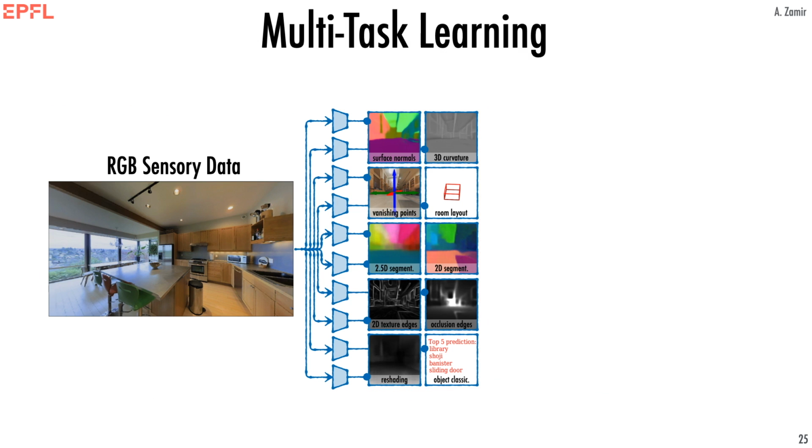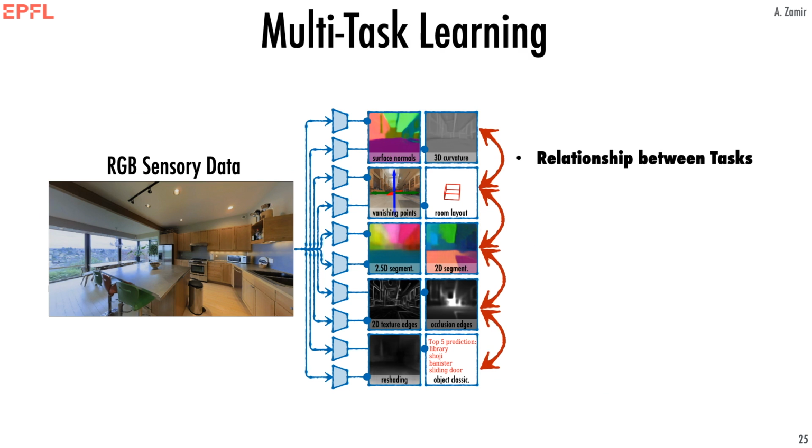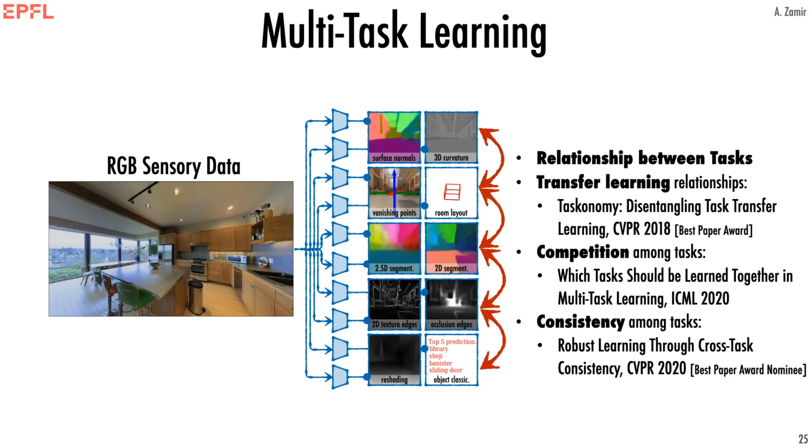So the central concept of multitask learning is the relationship between different tasks. There are different forms of relationships. Transfer learning relationships is something that we investigated in Taskonomy in CVPR 18, which tells you how much knowing how to solve one problem facilitates solving another problem.